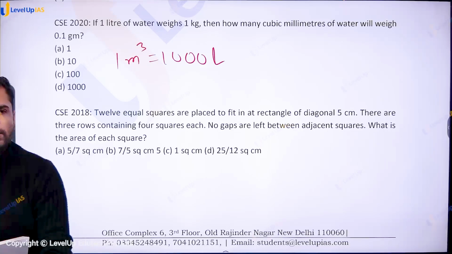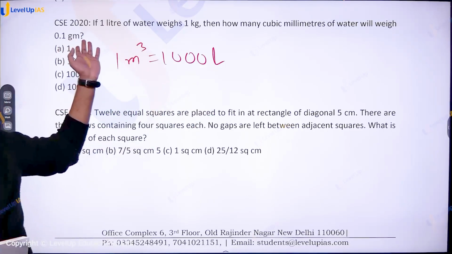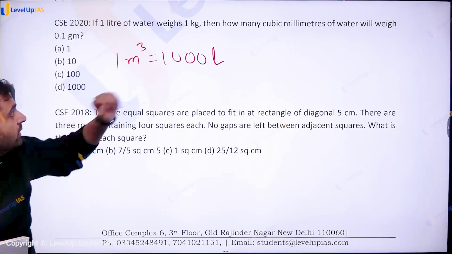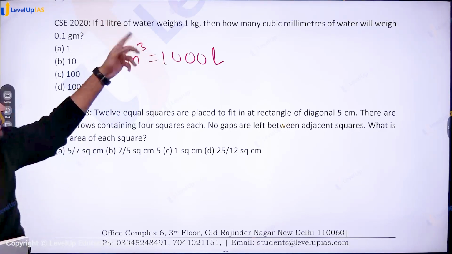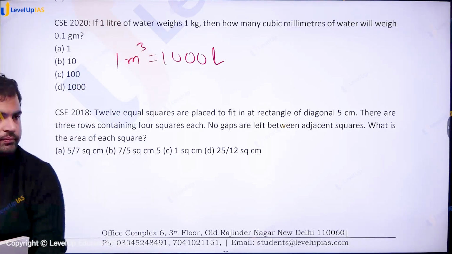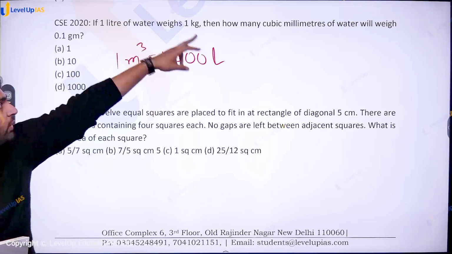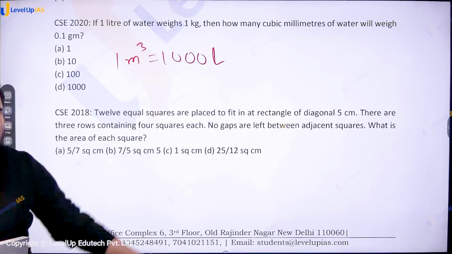We have 1 liter is equal to 1 kilogram, and the question is what is the weight of 0.1 gram of water? How much water will you require for 0.1 gram? For 1 kg you need 1 liter, so for 0.1 gram how much would you need? That answer you will get in liters, and from liters you have to go to cubic millimeters, and from liters you can go to meter cube, so millimeter cube.